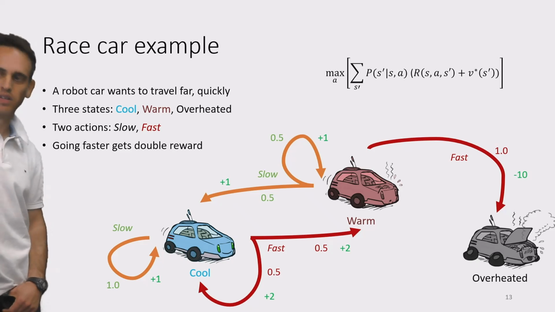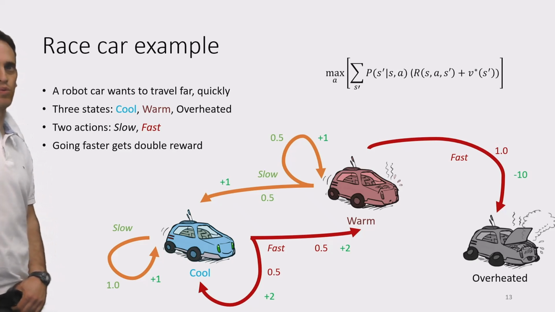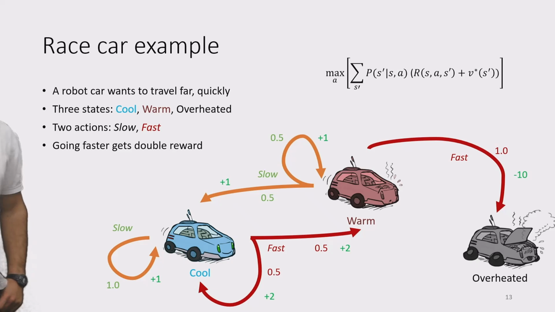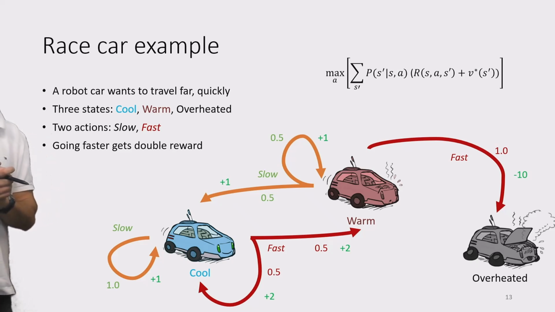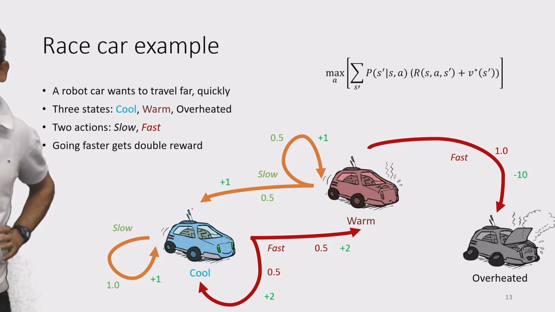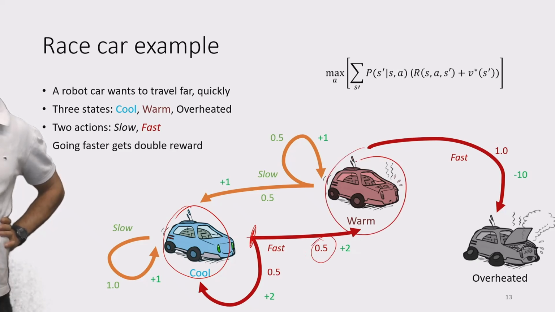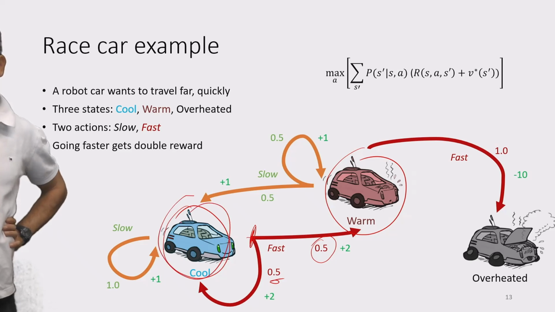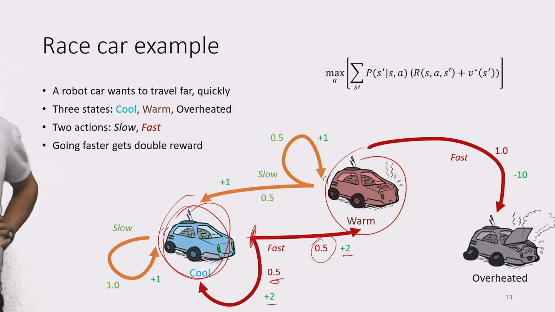And at each of the 2 non-terminal states, we have 2 actions to choose from. One is go slow and the other is go fast. Going fast will result in double the reward. Okay, so it will give you a reward of +2 instead of a reward of +1. The diagram here shows you both the transition probabilities and the reward function. So how does this work? If you're in state cool and you pick action fast, you have a 0.5 probability of reaching next state warm and a 0.5 probability of reaching next state cool. But in any case, if you perform action fast, you will get a reward of +2.